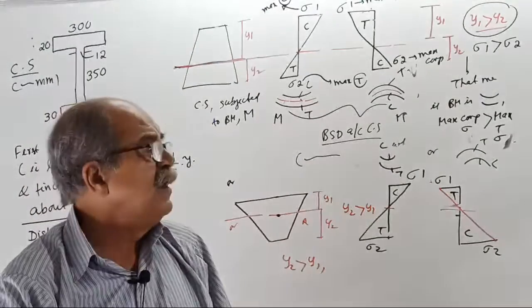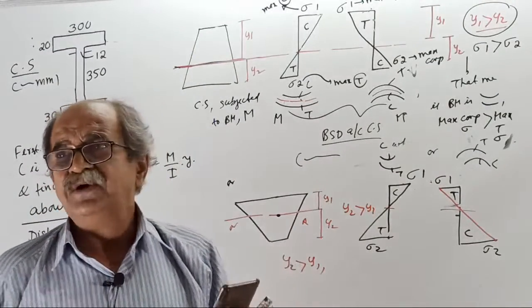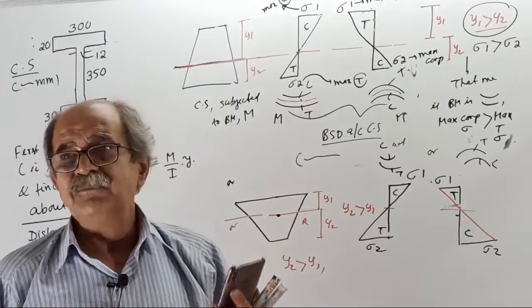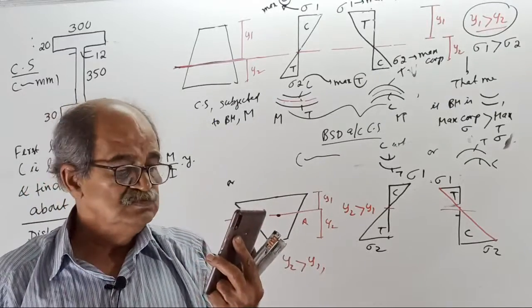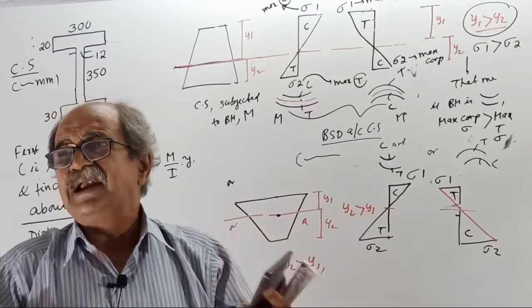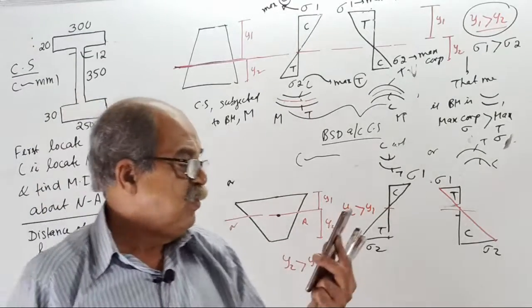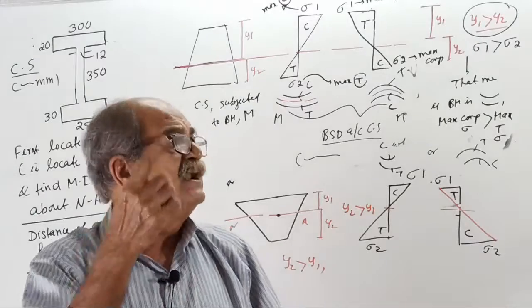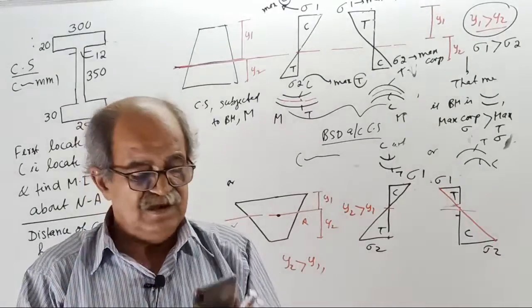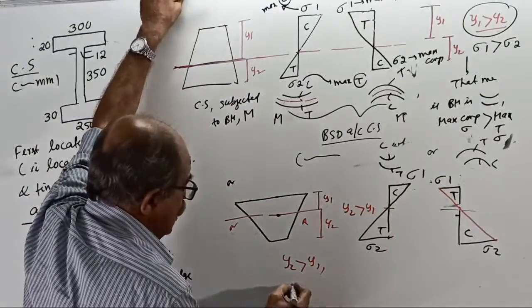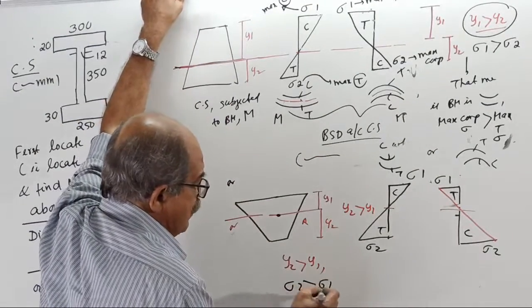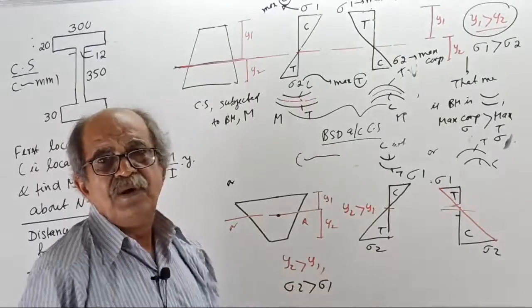If y2 is more than y1, then undoubtedly, don't tell tension or compression. Is the bottom fiber stress more or the top fiber stress more? Among the two, both are respectively maximum only. One of them is maximum compression, the other is maximum tension. Bottom fiber is more. So your sigma 2 is more than sigma 1, irrespective of sagging or hogging.